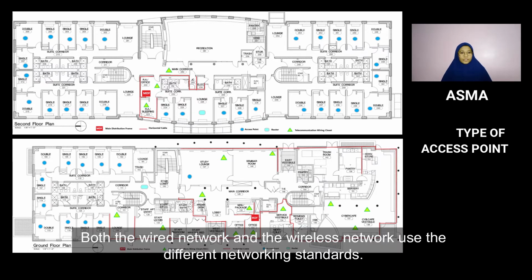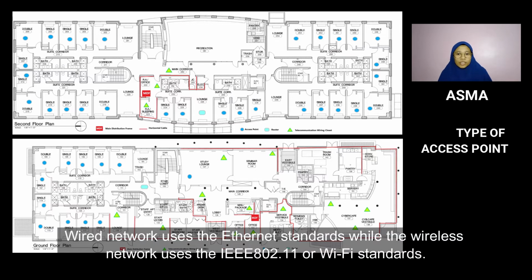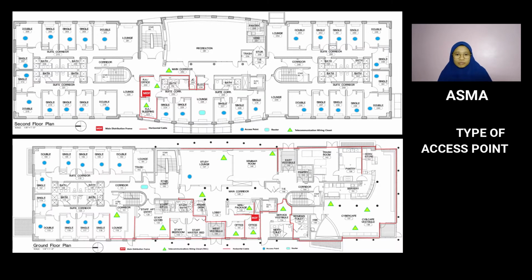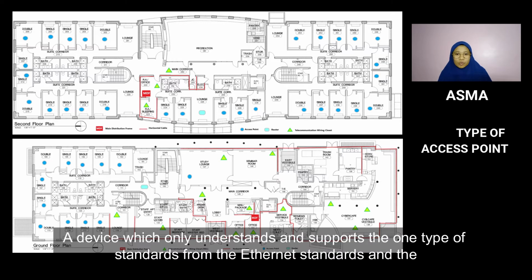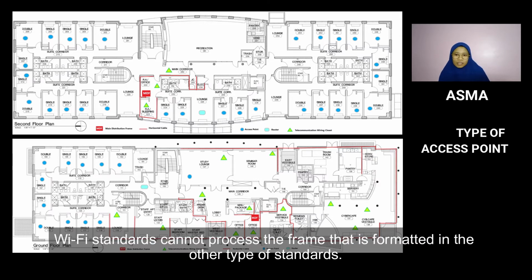It accepts frames from the connected device and, based on its physical address, forwards them to the destination device. Both the wired network and the wireless network use different networking standards. The wired network uses the Ethernet standard while the wireless network uses the IEEE 802.11 or Wi-Fi standards. A device which only understands and supports one type of standard, Ethernet or Wi-Fi, cannot process a frame that is formatted in the other type of standard.